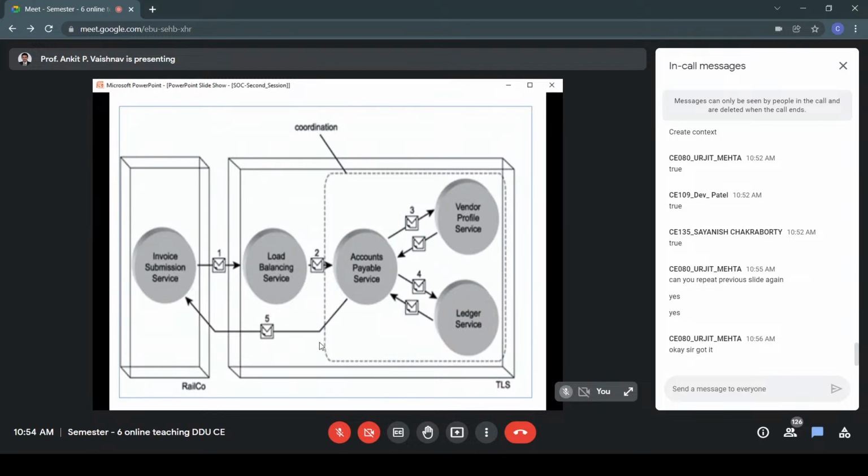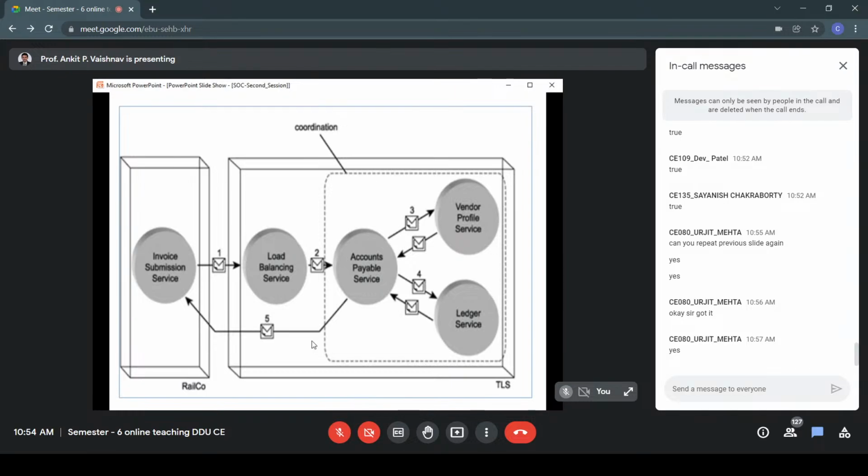There are two companies you can see in this diagram. One is Railco and another is TLS. Coordination is implemented within only TLS, right? It is not spanning across multiple organizations. Do you understand that fact from the diagram? Yes. So basically, inside one framework you will be implementing coordination. It will not be spanning across multiple frameworks, right? That is one more important point you should know regarding this.